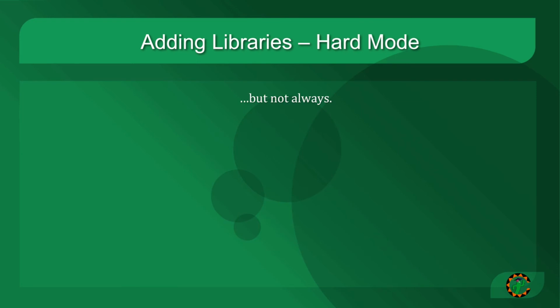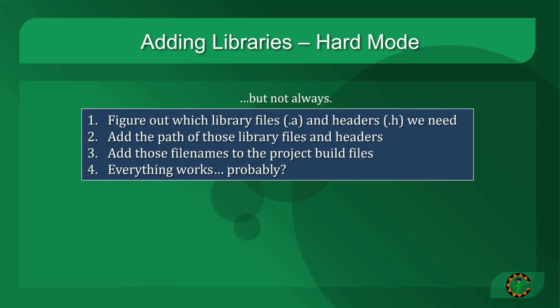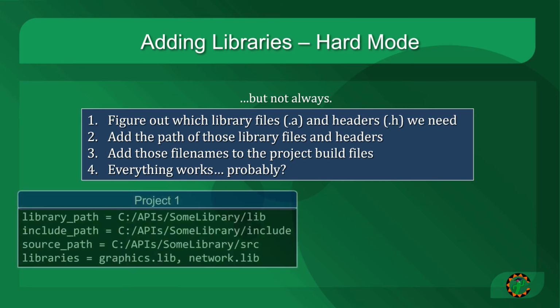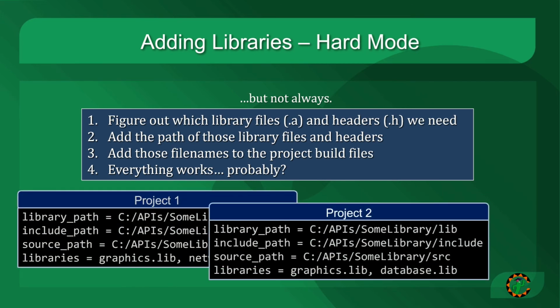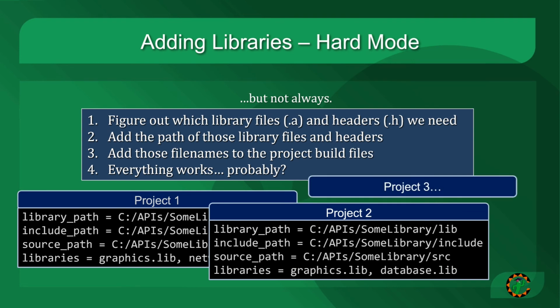But just like with the installation, adding the library to your project may not be as simple as you hope it is. You might need to figure out which library files, like .a files or .lib files, and which headers, .h files, we need. We may need to add the path of those library files and headers, and then we might need to add those file names to the project build files, and then maybe everything will work. But if you have multiple projects, you might have to add it to the first project, and to the second project, and then to a third project, and you may have other dependencies you have to work through as well.